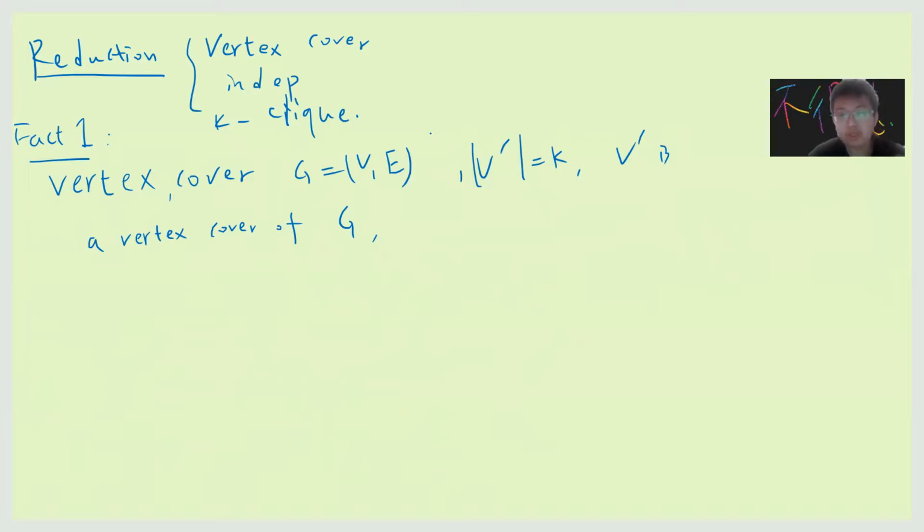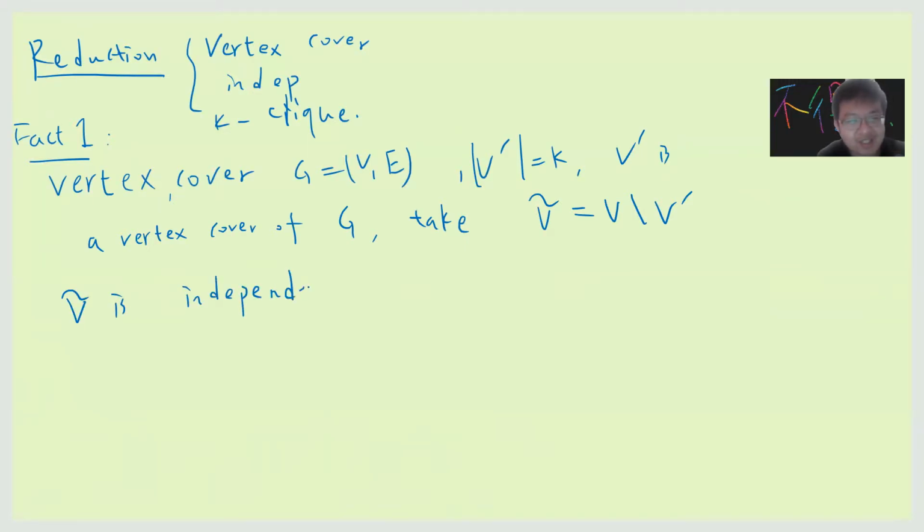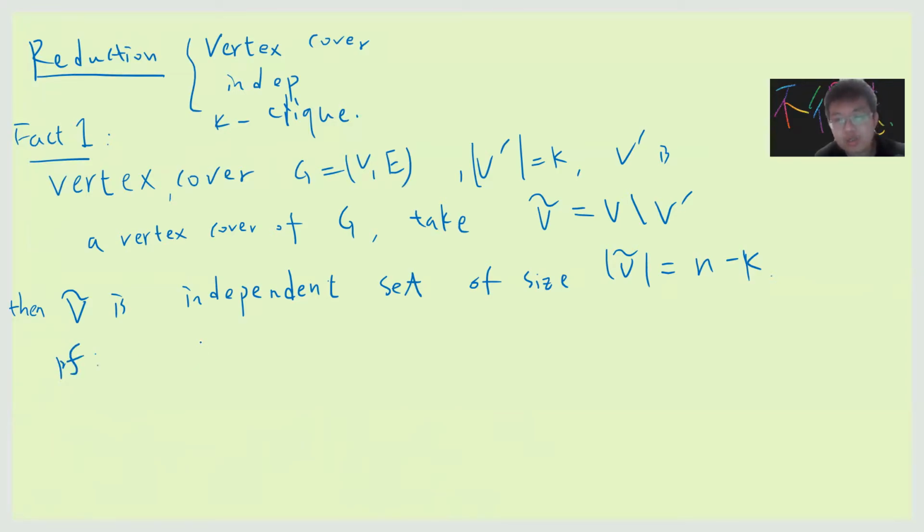This is simple, right? You take every point outside of V prime. You can define another set V tilde, defined to be V minus V prime. A simple exercise is to check that V tilde is an independent set. Then V tilde is an independent set of size n minus k. This is trivial, right? Because there are n minus k of them.